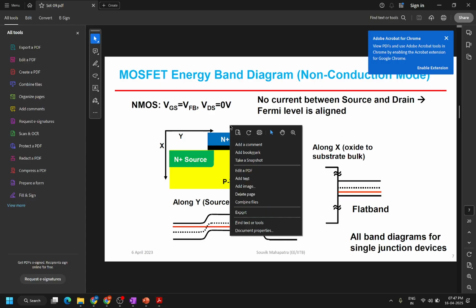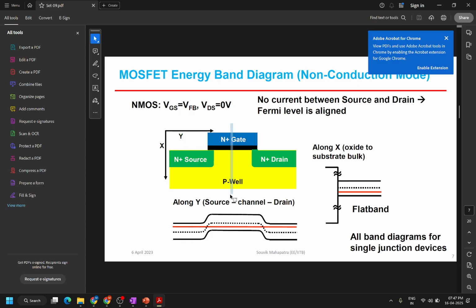If you take a cross section this way, it will look like this. Here is the oxide and then your semiconductor. If you take a cross section near the interface, it will look like this. This is your N source region, this is your drain region, which are both N type, and the middle part, your channel region, is P type. So this is how it looks.